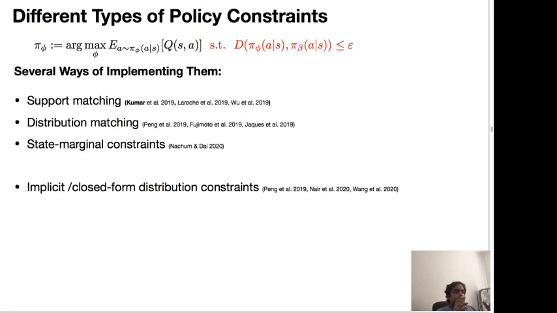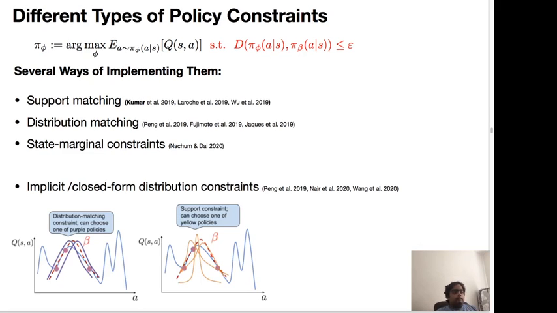And these methods can broadly be grouped into four categories, which we'll go over: the support matching category, distribution matching category, state marginal constraint category, as well as implicit or closed form constraints. While looking at them, it's beneficial to have this picture here, which is essentially the old picture from before for the Q profile, but it also marks what these different constraints would do schematically on this figure. So let's start with support matching.